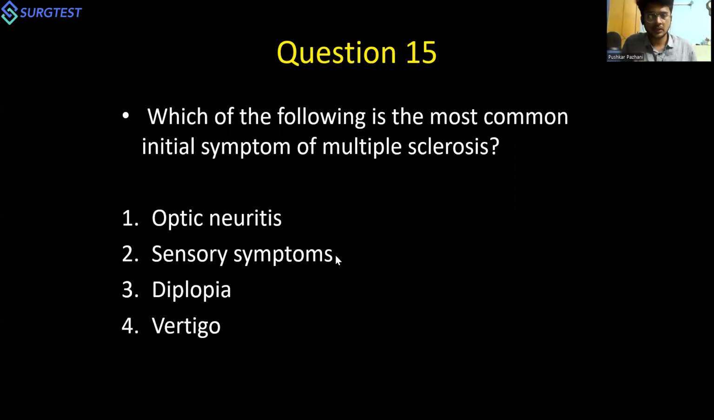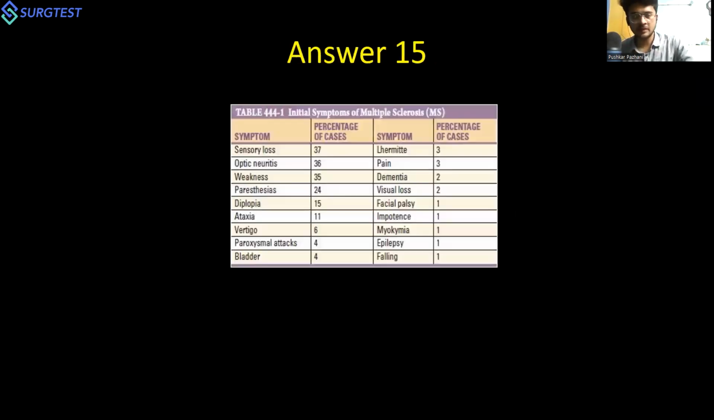That's nice. Most of us who are naive to this chapter in Harrison might have marked optic neuritis, but actually the answer is sensory symptoms. This is just a factual MCQ, based on a table in Harrison. Sensory symptoms or sensory loss is the initial presentation in 37% of patients of multiple sclerosis, whereas optic neuritis is 36%. So just a 1% difference, and that's why I've framed it as an MCQ. Just don't forget, sensory symptoms are the most common symptom, followed by optic neuritis.